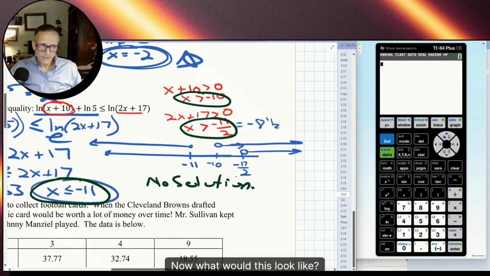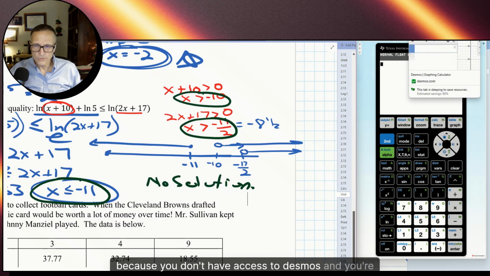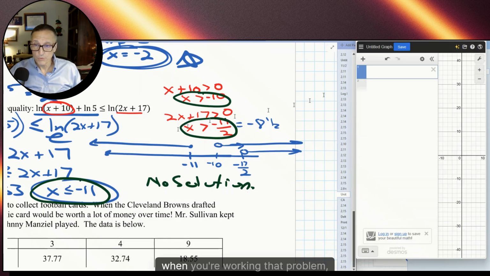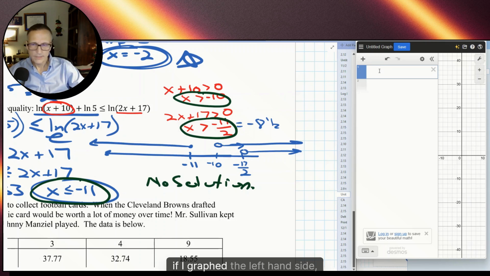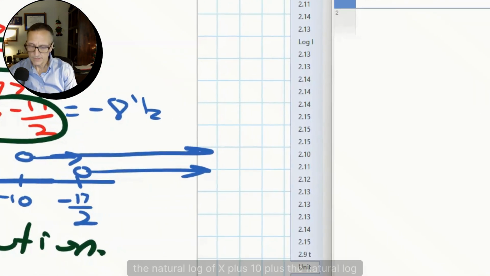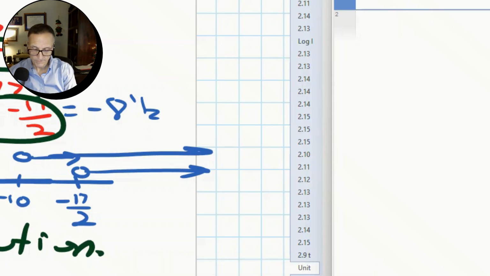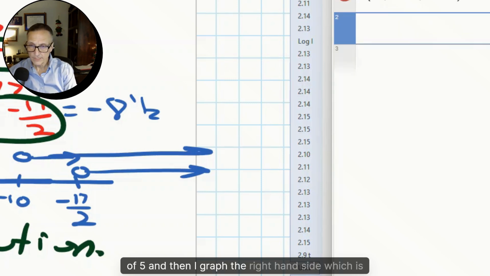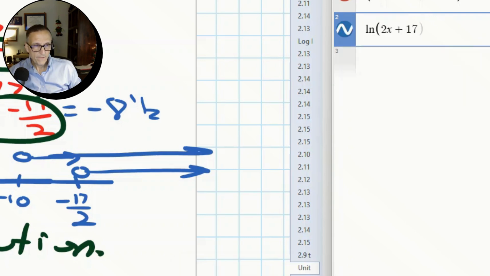Now, what would this look like? You wouldn't be able to do this on your test, of course, because you don't have access to Desmos, and when you're working that problem, you're probably not going to have access to your graphing calculator. However, if I graphed the left-hand side, the natural log of x plus 10 plus the natural log of 5, and then I graph the right-hand side, which is the natural log of 2x plus 17, right?